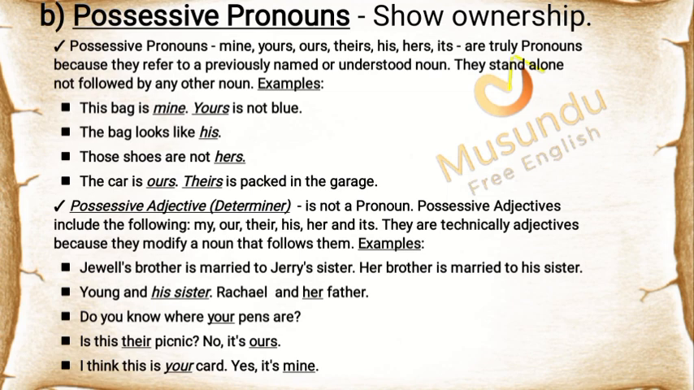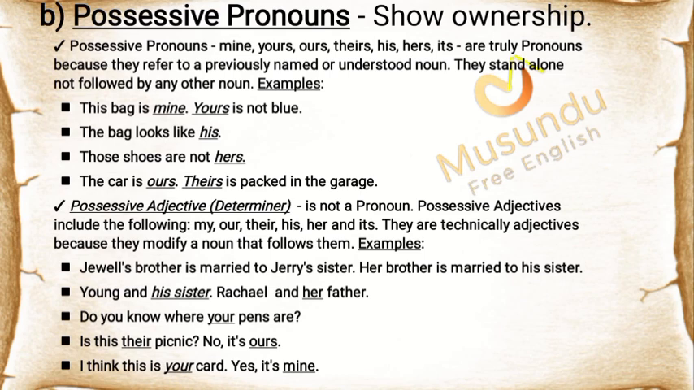A possessive adjective, or determiner, is not a pronoun. Possessive adjectives include the following: my, our, their, his, her, and its. They are technically adjectives because they modify a noun that follows them.